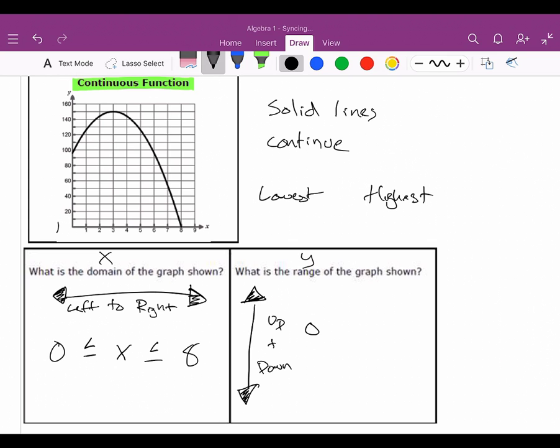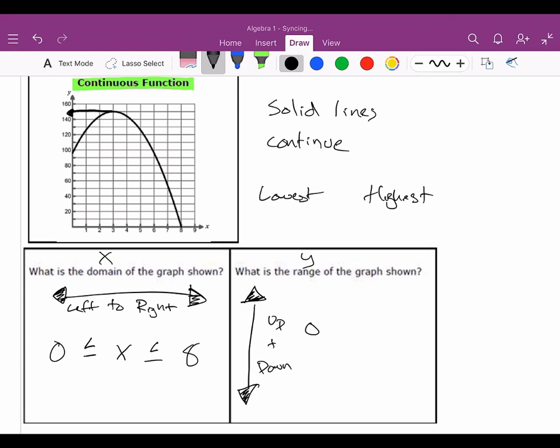Now let's look up, okay? Our eyes have got to go up. Follow the graph until it reaches the highest, which is at this point, correct? It is not where it stops over here. That is not the highest point. The highest point is up here, okay? So if that's the highest point, I'm going to go over to the y.